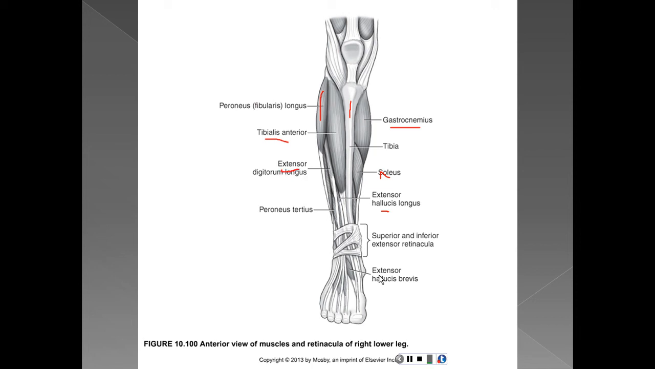Okay? The extensor hallucis brevis is the muscle that acts on it. Peroneus tertius.